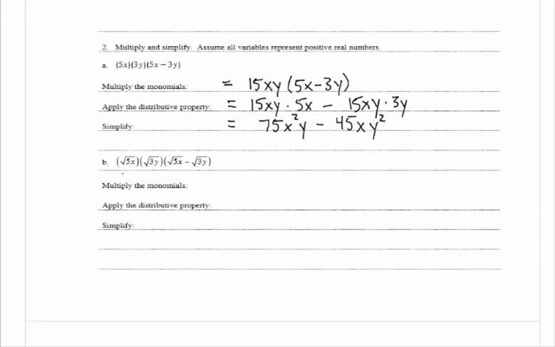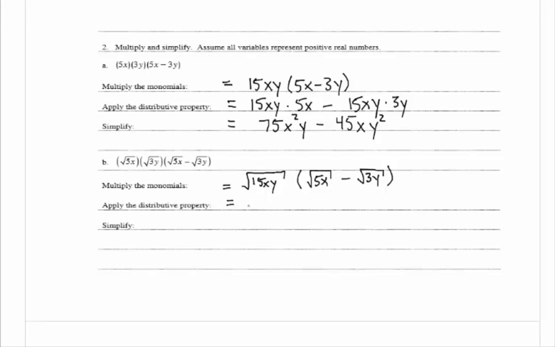In B, we have the square root of 5x times the square root of 3y times the square root of 5x minus the square root of 3y. And the first step is to multiply the monomials. So we're going to have the square root of 5x times the square root of 3y, which gives us the square root of 15xy times the square root of 5x minus the square root of 3y. And now it wants us to apply the distributive property.